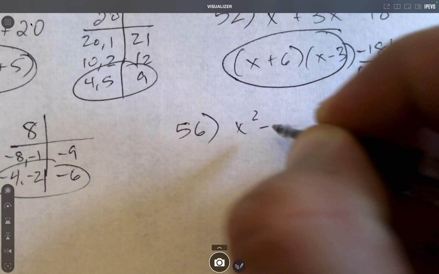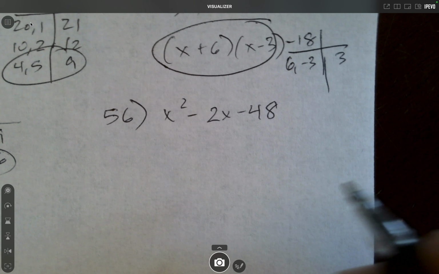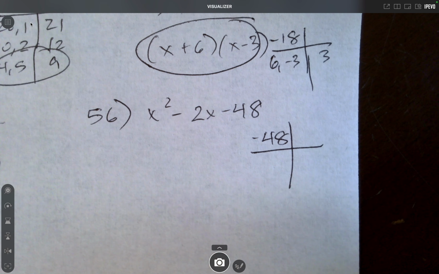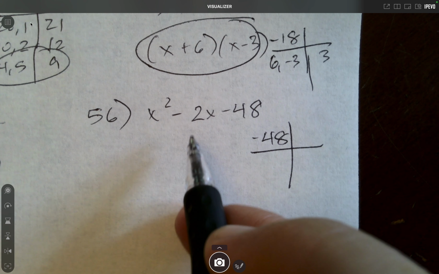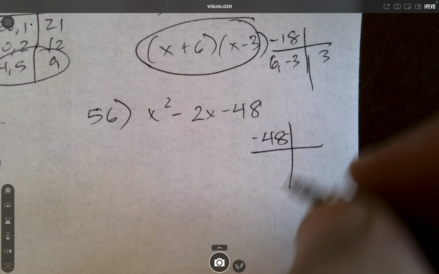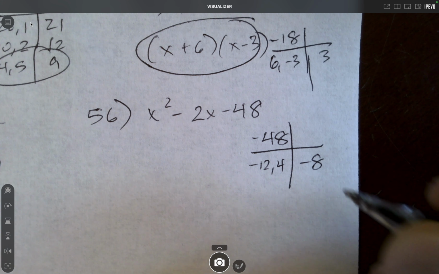56, x squared minus 2x minus 48. So we want something that multiplies to be negative 48, meaning we'll have to have one positive and one negative, and adds up to a negative 2, which means we'll need the bigger one to be negative. So I could try like negative 12 and 4. That adds up to negative 8. Try negative 8 and positive 6. There we go. That's what adds up to negative 2. So we have x minus 8, x plus 2.